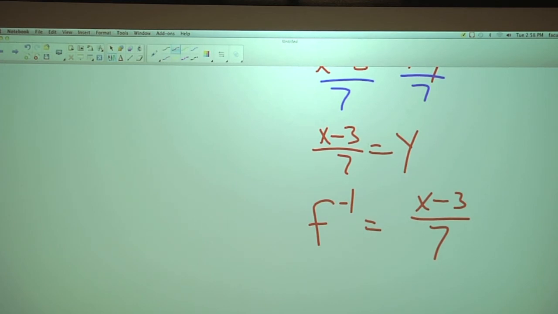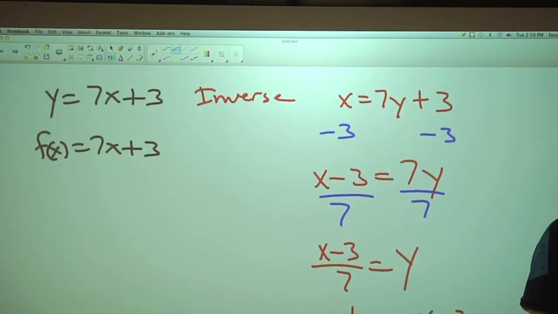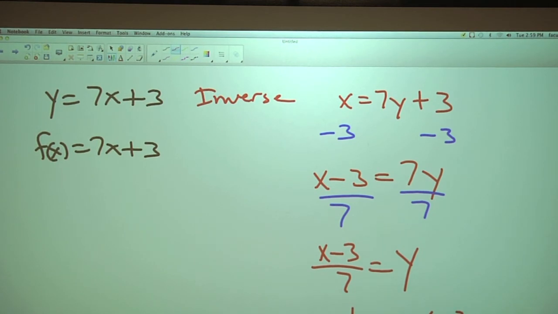Any question on that? So when you do the inverse, you don't have to change the numbers. The only thing you flip-flop are the letters. The numbers stay whatever they were. It's just the x and y get switched, and you just rearrange and solve for y. Right? Any other question on that stuff? No?